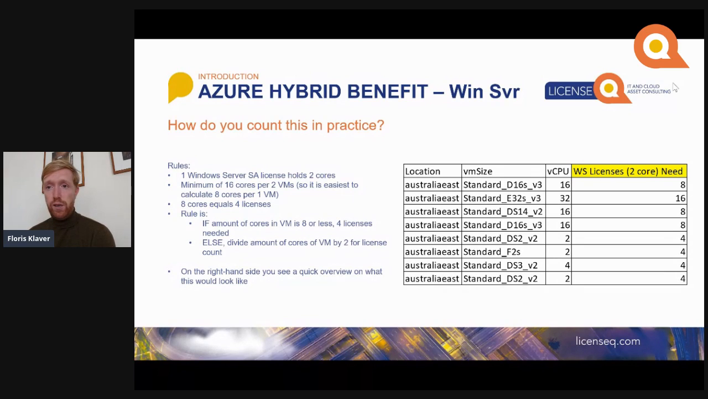You need a minimum of 16 cores per 2 VMs. So in that sense, if you have 2-core licenses, it's easier to calculate 8 cores per VM. So 8 cores equals 4 licenses for Windows Server. If the amount of cores in your VM is 8 or less, you need 4 licenses for Windows Server. Otherwise, you divide the amount of cores of your VM by 2 for the actual license count. So in the case of the VMs on the right-hand side, there's a DS14v2, which has 16 virtual CPUs or cores. You would need 8 licenses for Windows Server to cover them with Azure Hybrid Benefit.